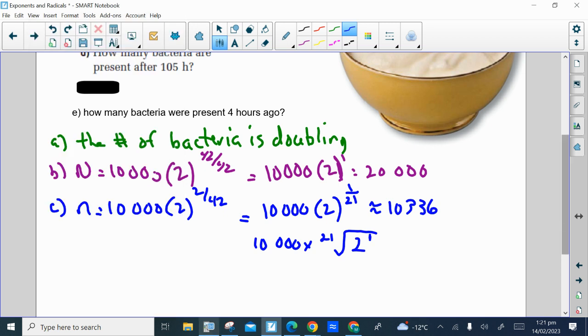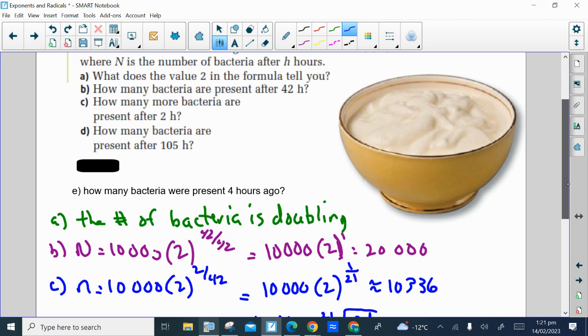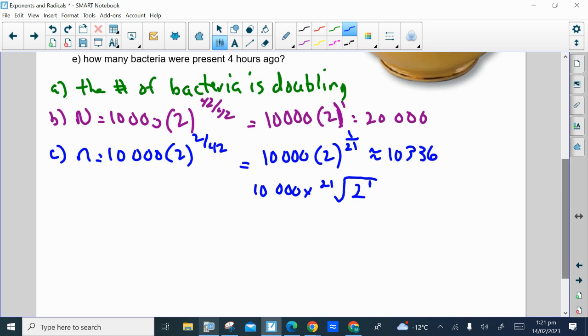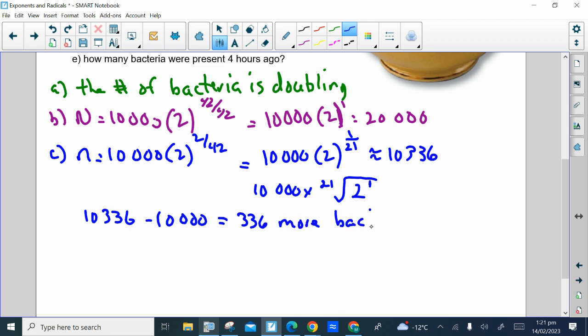So the question did ask, though, how many more bacteria are present after 2 hours? How many more bacteria would be the difference between what we have after 2 hours and what we started with? We started with 10,000, so that means there's 336 more bacteria after the 2 hours.